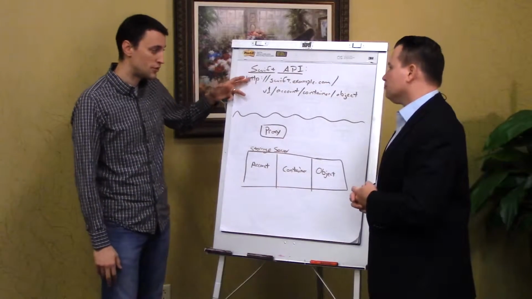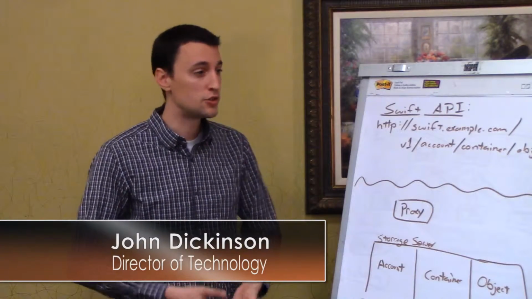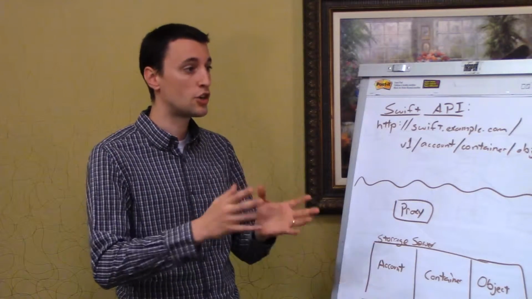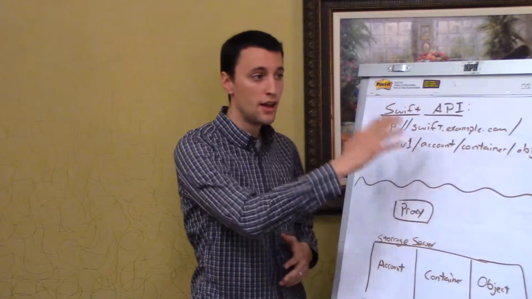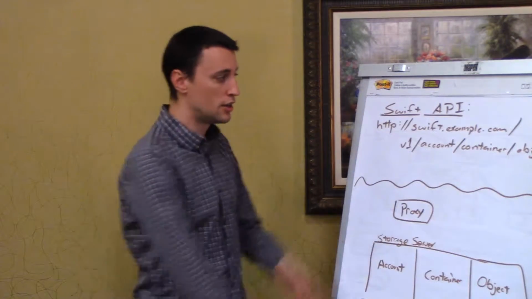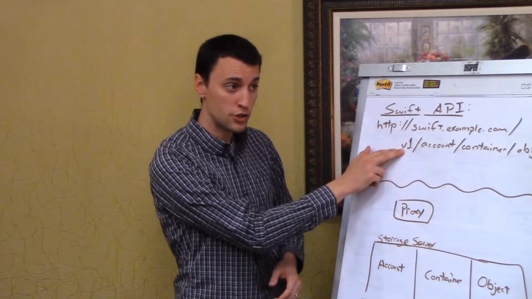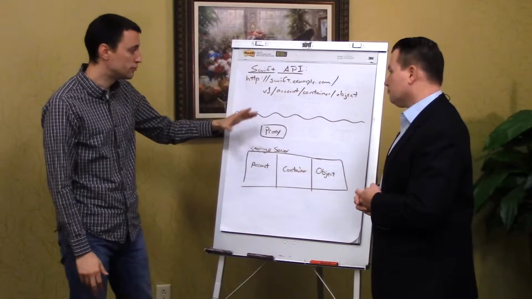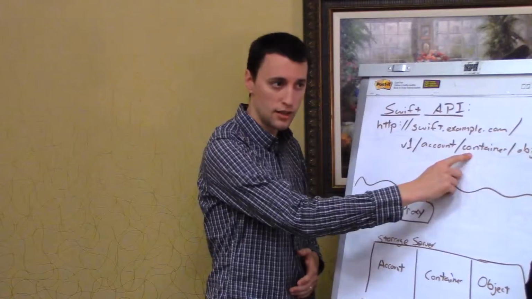To start with the Swift API, it's all HTTP based. That means you can use standard HTTP response codes and verbs to talk to it, and you reference all of your data based on a URL. This is what an example URL would look like. You talk to your domain, you include the actual version of the API, which has always been v1. But the three big pieces of the Swift API are the account, the container, and the object.